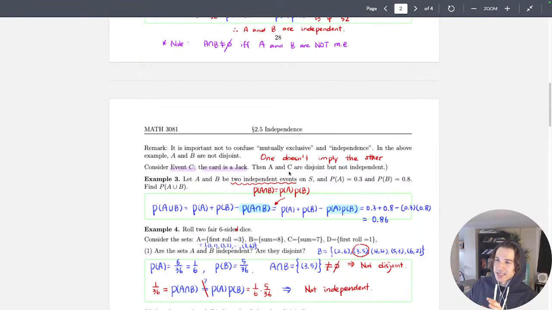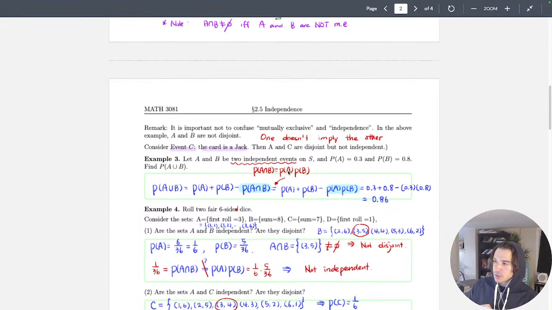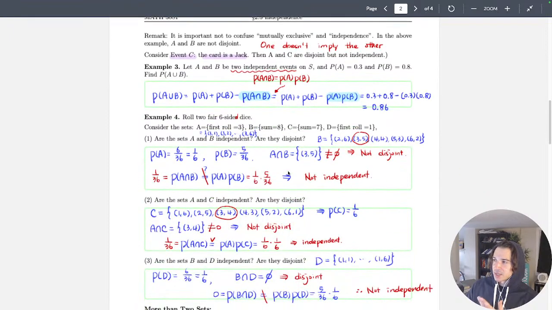Independence is no shift in probability due to the occurrence of another event. Disjoint is no overlap in the occurrence of one event aligning with the occurrence of another. So let A and B be two independent events on S, and probability of A equals 0.3 and probability of B equals 0.8. Find probability of A union B.